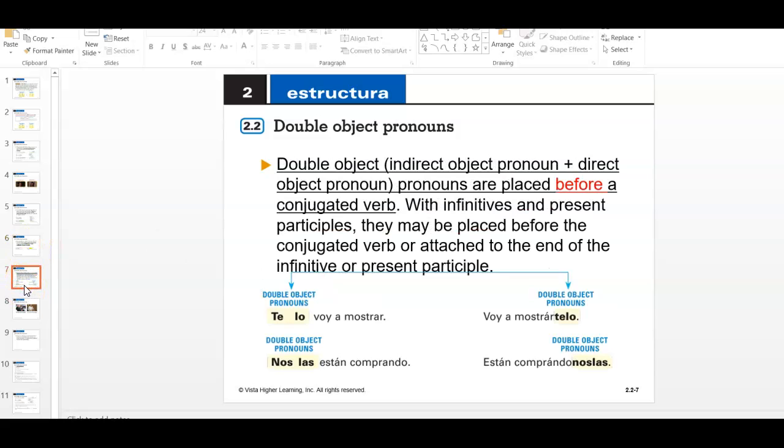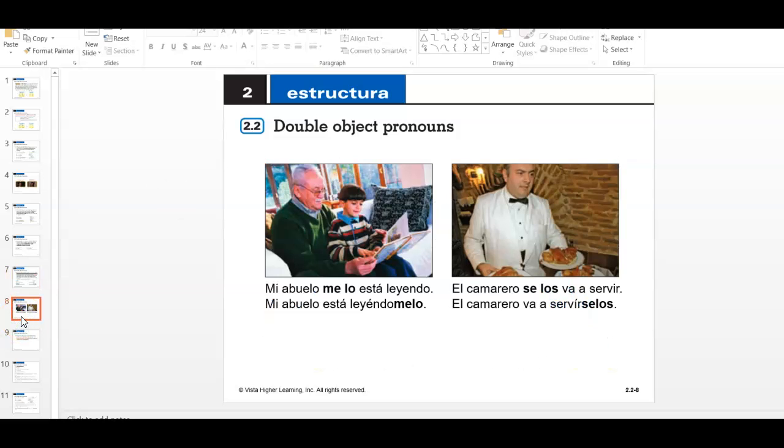So double object pronouns are placed before a conjugated verb, which I kind of already went over. Double object pronouns are simply indirect object pronouns plus a direct object pronoun. That's why we call them double object pronouns. Here's an example: Mi abuelo me lo está leyendo. Lo is talking about the book, el libro, so that's why it's lo. And who is he reading it to? He's reading it to me.